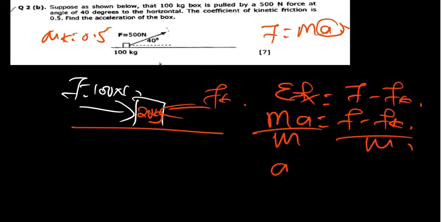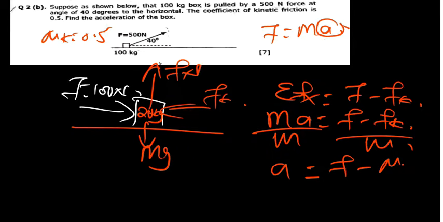We can see that acceleration is going to be force minus this friction force, which is mu times the normal force. Now the normal force in this case, we know is going to be mg, which is the weight of this block. So we say the summation of the forces in y direction to find the normal force is going to be the normal force minus mg.